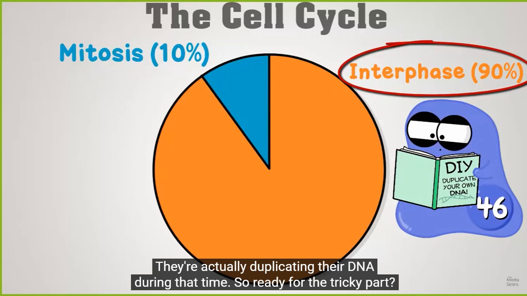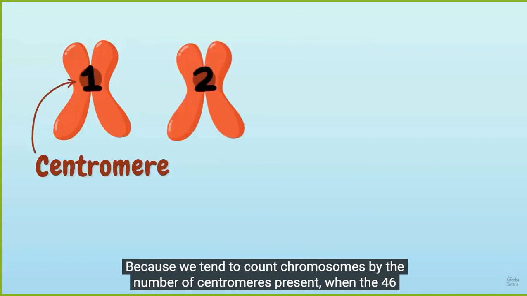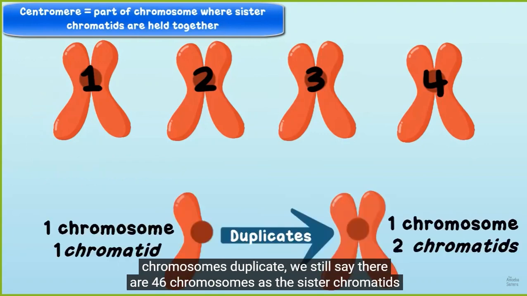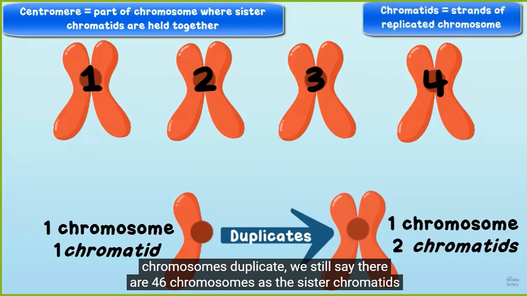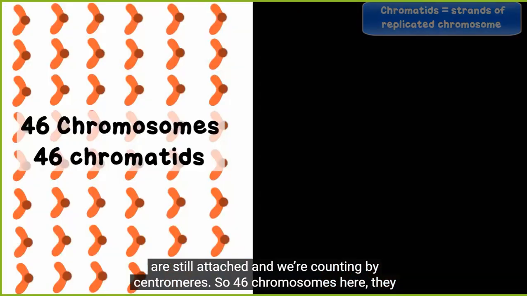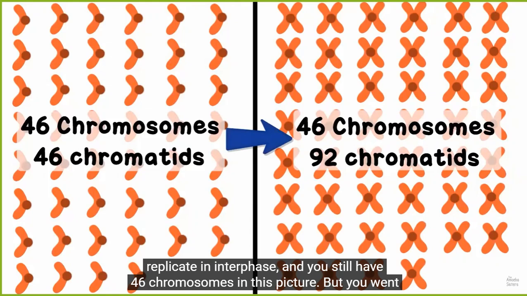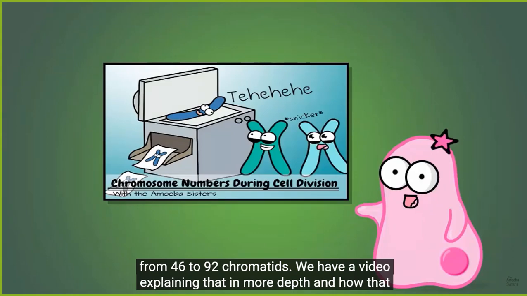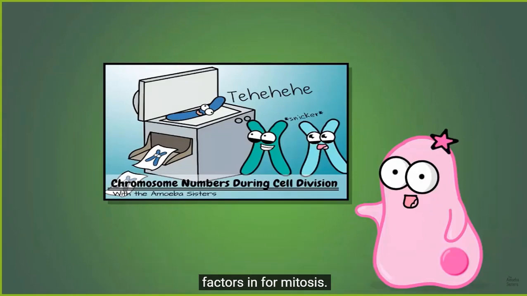So, ready for the tricky part? Well, because we tend to count chromosomes by the number of centromeres present, when the 46 chromosomes duplicate, we still say there are 46 chromosomes, as the sister chromatids are still attached, and we're counting by centromeres. So 46 chromosomes here, they replicate in interphase, and you still have 46 chromosomes in this picture, but you went from 46 to 92 chromatids. We have a video explaining that in more depth and how that factors in for mitosis.